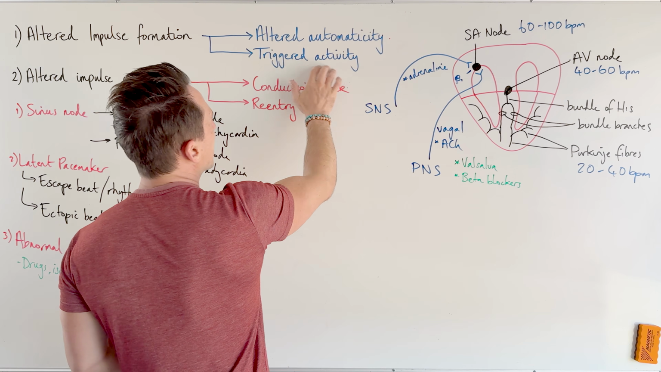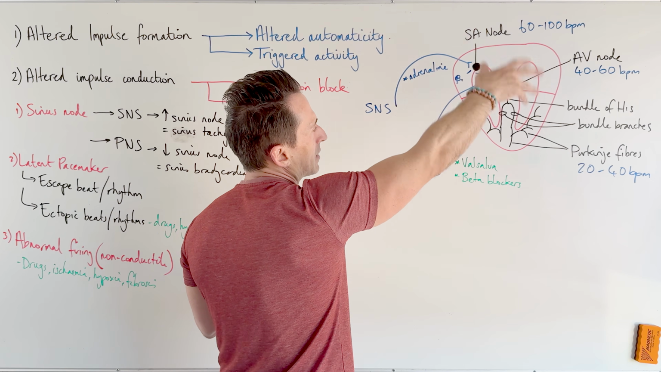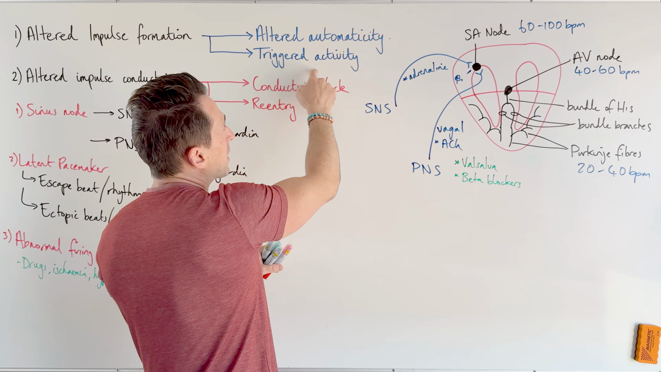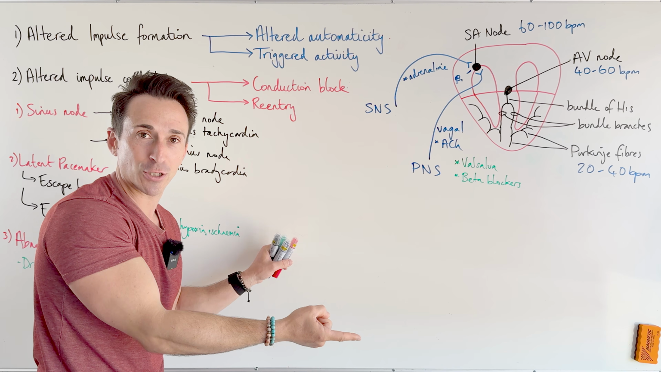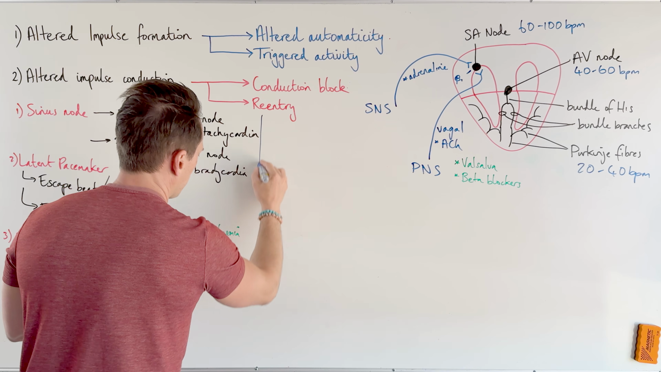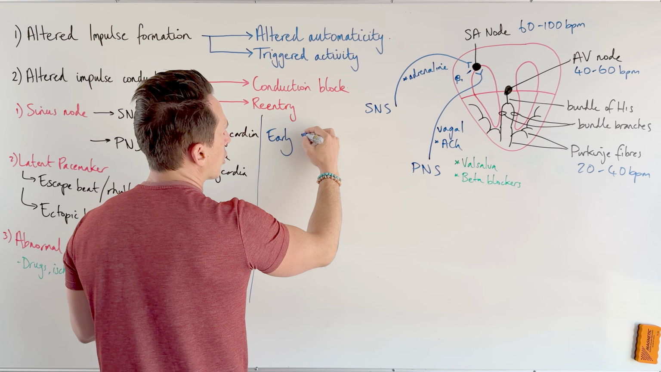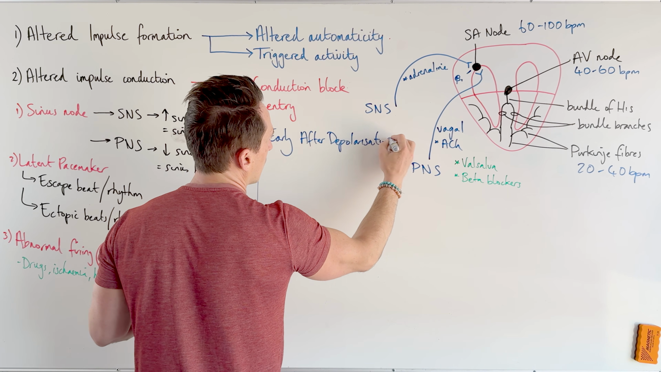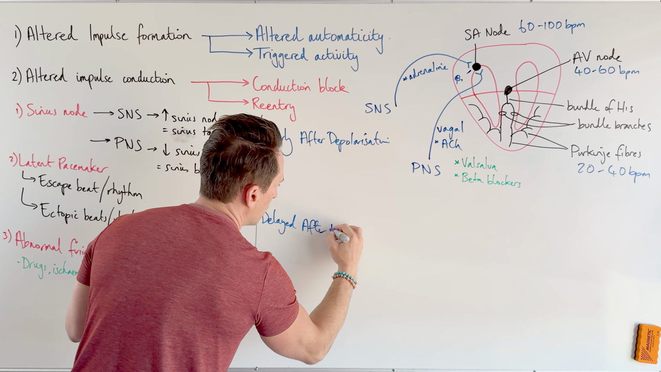All right, let's talk about triggered activity. Triggered activity is different to altered automaticity. Altered automaticity is the existence of the automatic firing and it's just happening in an abnormal way. Triggered activity is you need an action potential to happen to trigger the next action potential, an abnormal one. Let me draw it up. So for triggered activity, there's two types of triggered activity. There's early after depolarization, and there's delayed after depolarization.